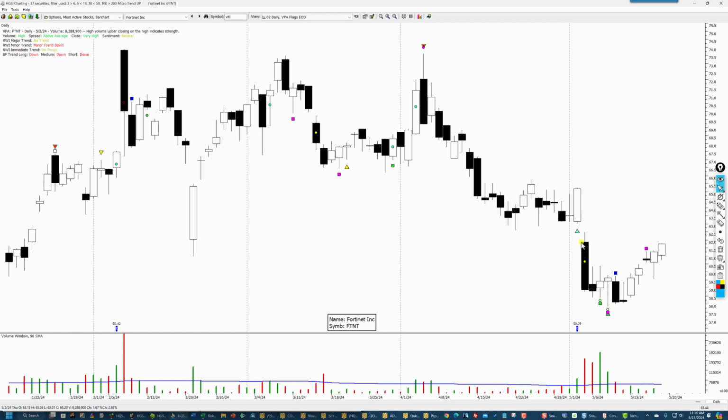Now it got down here, and maybe this was an earnings day, probably was. This was a positive direction on this candle. The structure became positive, but then there was a gap down. This was a VPA flag going into earnings, and on this high volume bar, closing on the high indicates strength. It was wrong, or it was negated by earnings.